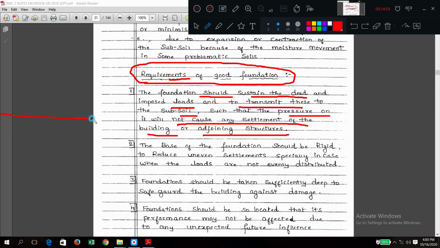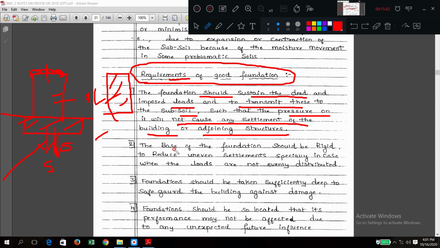Now, if there is a ground level and you are constructing a building here, first you put the foundation here. The foundation should be such that it carries all the dead load and all the imposed load, and transmits them to the ground without causing any settlement of this building as well as the adjoining building. I hope it is clear.